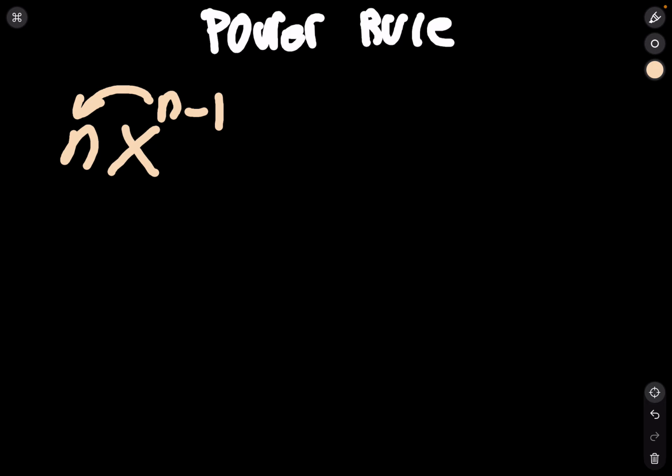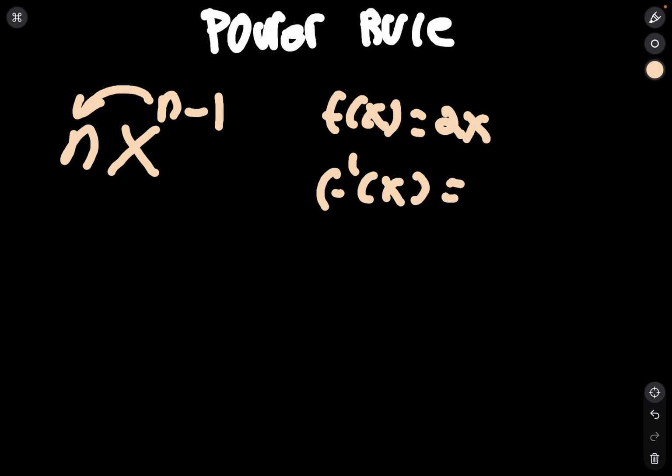I remember one of my first examples was f of x is equal to 2x. And then I said that the slope, or f prime of x, is equal to 2.